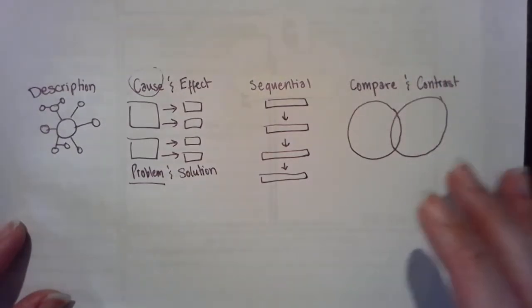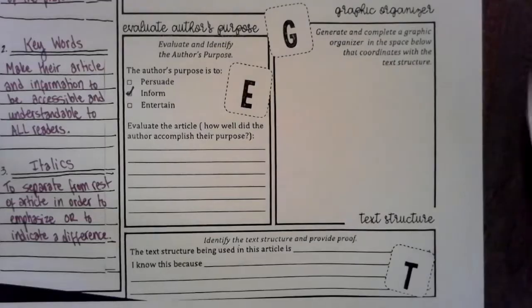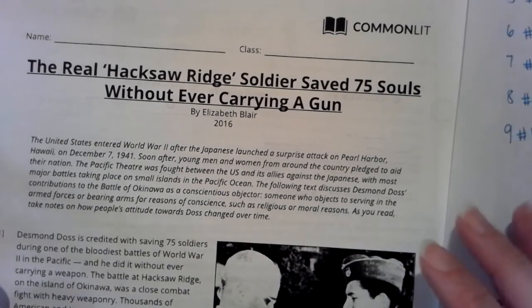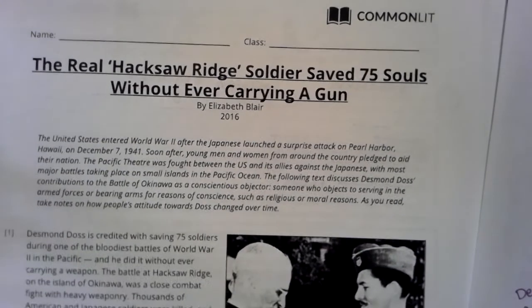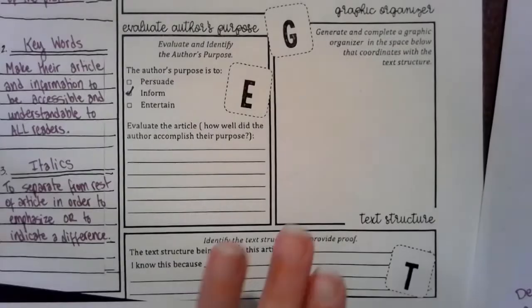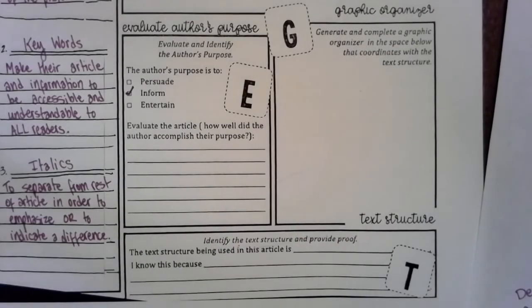So when we're thinking about Desmond Doss, I'm still using my Real Hacksaw Ridge article. Sorry, I'm not pronouncing things great right now, but it's okay because we're all human, and I know you forgive me. I'm trying to think about when the author wrote this article, what were they focusing on? How did they plan out their text? How did they structure their text?